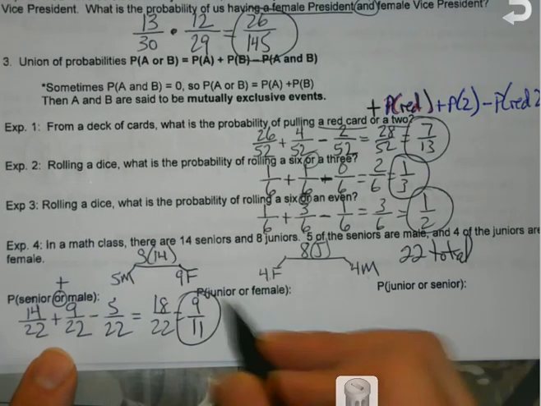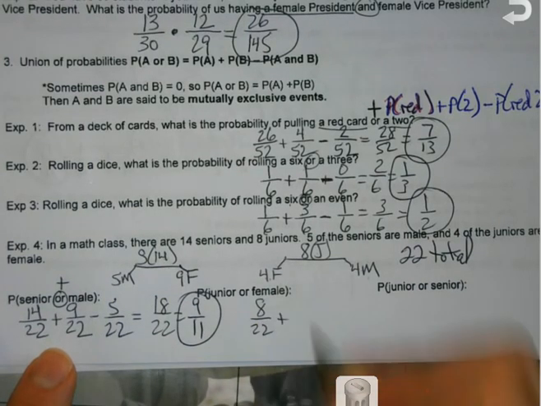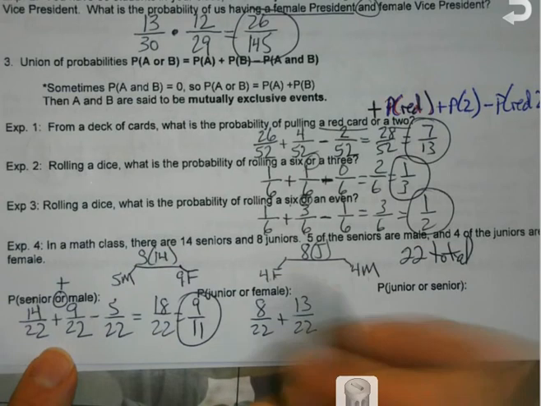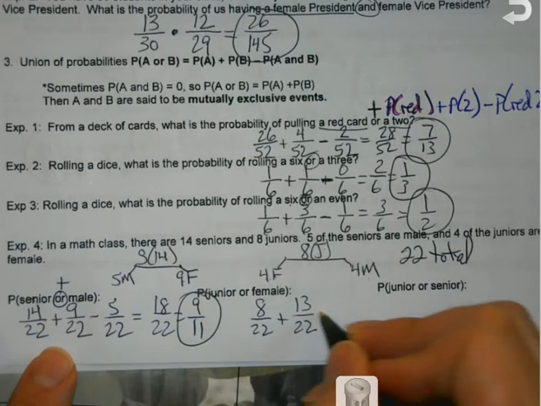Okay, junior or female? Junior, 8. Female, 9 and 4 is 13. Junior females. Junior females.